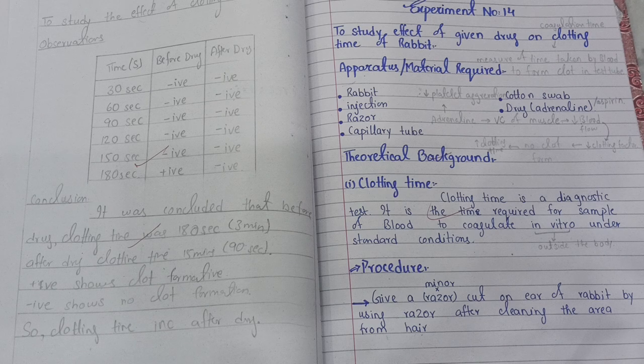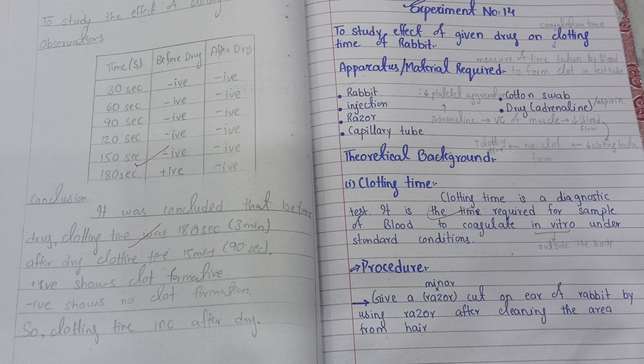Before the drug, it showed negative signs. At 30 seconds the bleeding is occurring, at 60 seconds the bleeding is occurring, at 90 seconds no thread forms in the capillary tube, again at 120 no thread or clot forms, at 150 no clot forms, but at 180 seconds the clot forms. This is the case before the drug. But after the drug, you have seen that all the values show the negative sign. It means there is no clot formation, because we have applied the drug which prolongs the clotting time. So you will write up the results as well, and let's move on to the procedure.